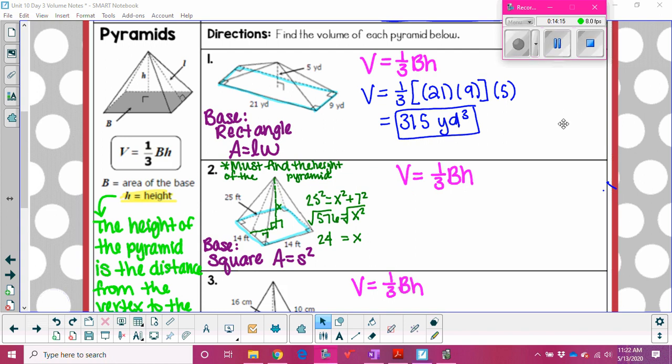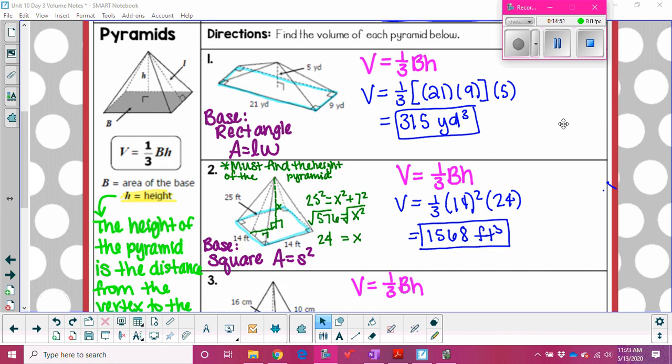So now I have all the pieces that I need to be able to go ahead and plug this into the formula. So we have the volume equals 1/3 times the area of the base. Well, the base is a square, so it's just going to be 14 squared times the height, which we just found to be 24. Okay, so plug this into your calculator. Make sure that you use the fraction feature. And when you do, you should get that the volume of this is 1,568 cubic feet.